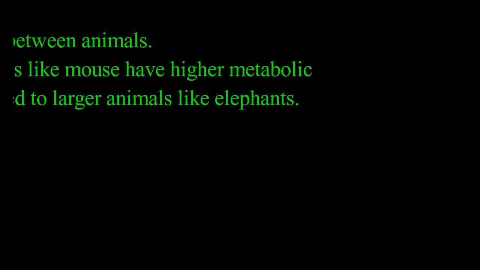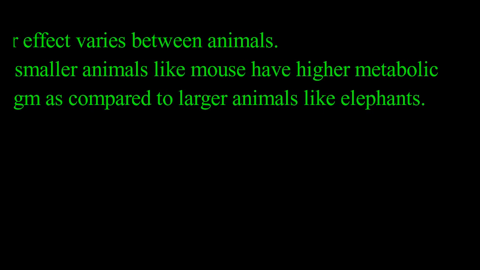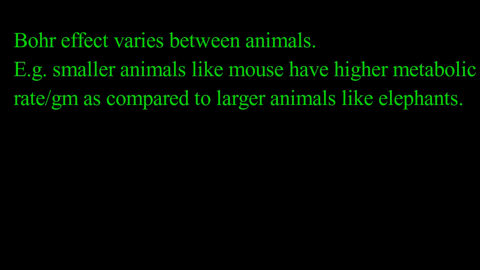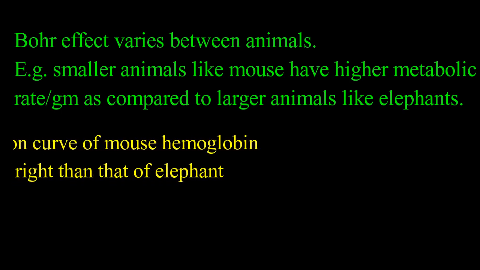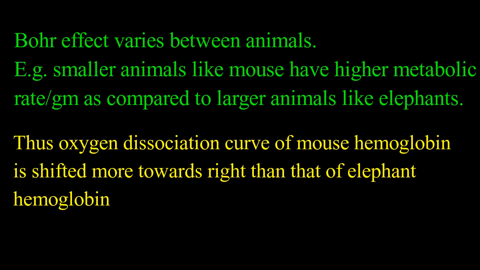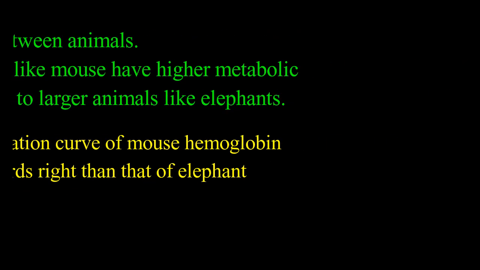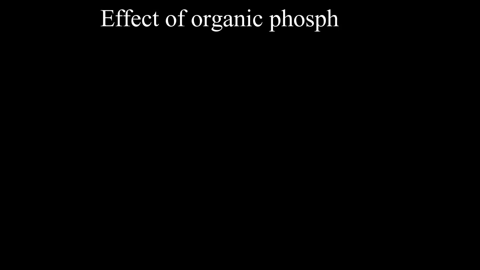For example, smaller animals like mouse have high metabolic rate per gram of tissue as compared to larger animals like elephants. Thus, oxygen dissociation curve of smaller animals like mouse is shifted more towards right than that of the elephant hemoglobin. Third, effect of organic phosphates.